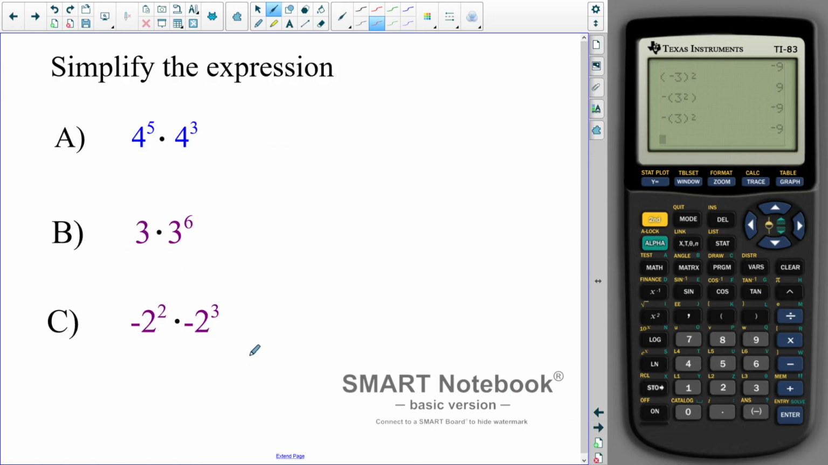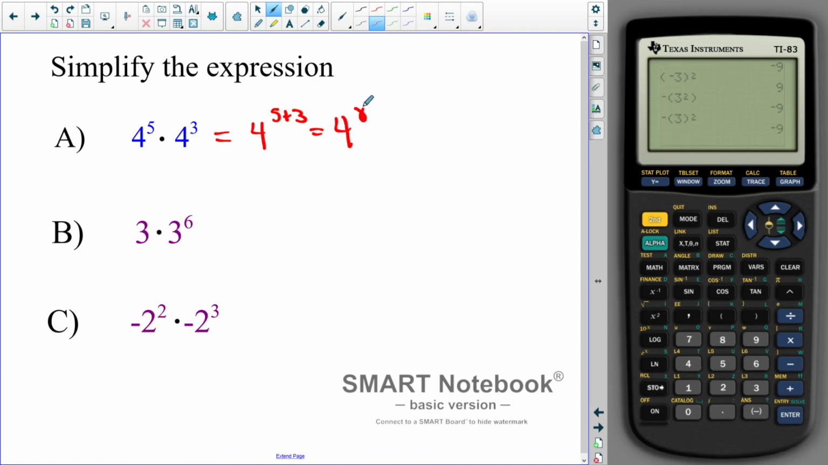Okay, so here's some examples here. If we go through these, this is 4 to the 5th times 4 to the 3rd. So the bases are the same. I can just simply add these together. This is the same as 4 to the 5 plus 3 power, right? Or 4 to the 8th.